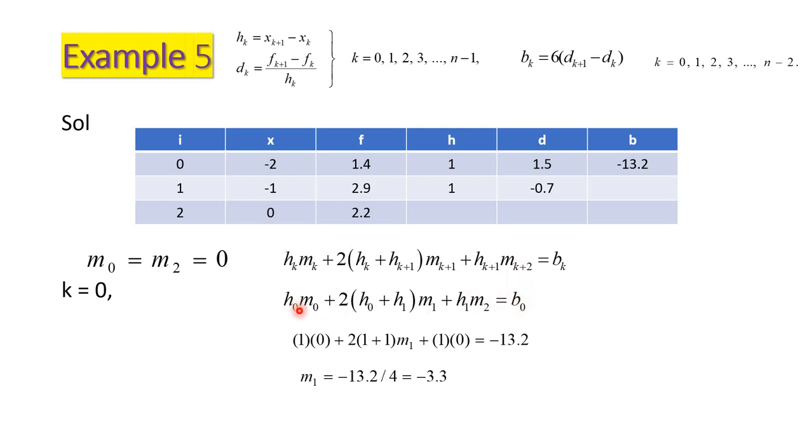Plug in all the corresponding values. h0 is 1, m0 is 0, so this term is 0. m2 is 0, so this term is 0. b0 here is negative 13.2. h0 plus h1, 1 plus 1, is 2, times 2 is 4, m1. Hence, m1 will be negative 13.2 divided by 4, and we have negative 3.3. So we obtain m0, m1, m2. Then we have 3 points. Between 0 to 1, you construct S0, and 1 to 2, you construct S1.